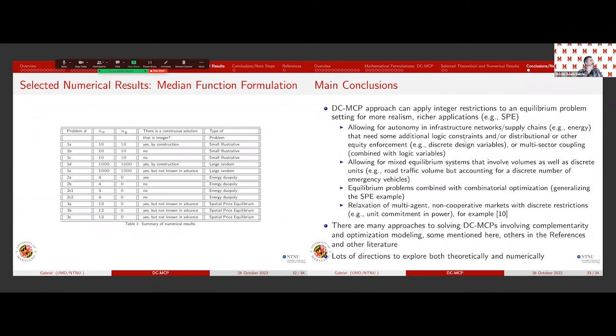And then what we did was we tried this on a variety of problems all the way up to 2,000 variables. And we tried to see if you could solve that problem, the mixed integer nonlinear program. And sometimes we knew there was an integer solution. So that's this column here. So this one, yes, by construction. Other ones we didn't know. And then we solved spatial price equilibrium, energy duopoly, and it seemed to work quite well for all these.